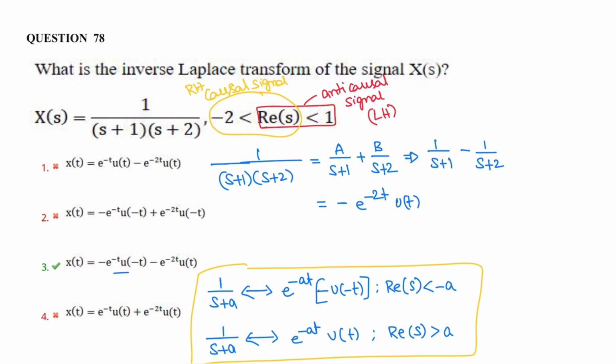So this is a causal signal, plus 1 by s plus 1. For 1 by s plus 1, the region of convergence is less than 1. So it is an anti-causal signal or left-handed signal. The inverse Laplace transform is e power minus t, minus u of minus t. So the answer is option 3: e power minus t u of minus t minus e power minus 2t into u of t.